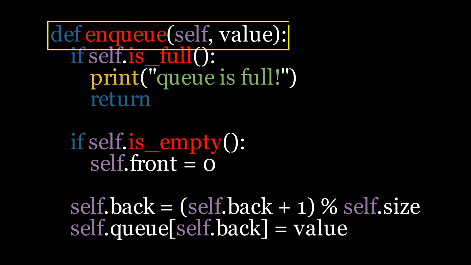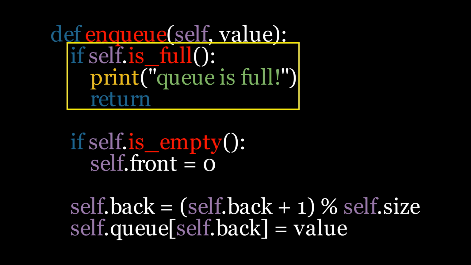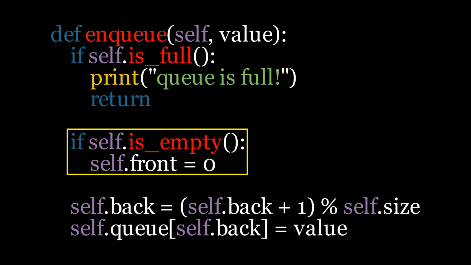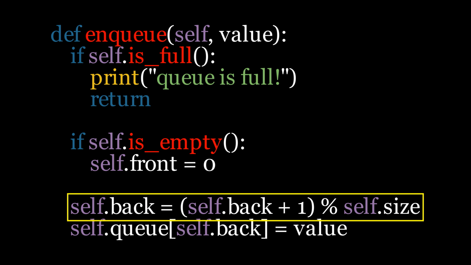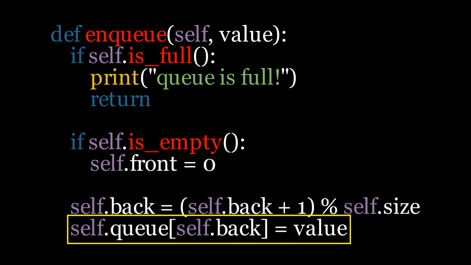The enqueue method takes a value as an input parameter. It first checks if the queue is full using the previously defined function. If the queue is full, it will print a message and return. Next, the method checks if the queue is empty. If it is, it assigns the front pointer to the 0th index. It then moves the back pointer to the index determined by the formula we discussed earlier, which gives the current position for the back pointer.